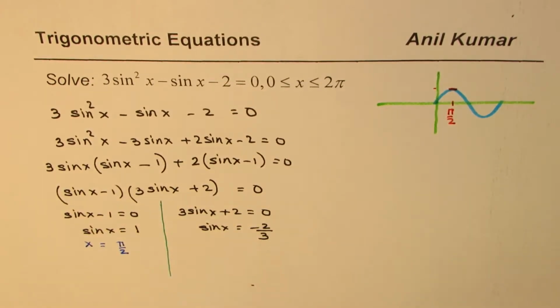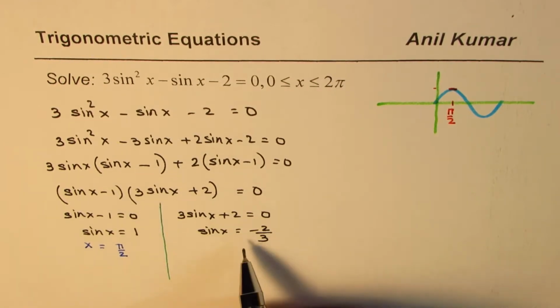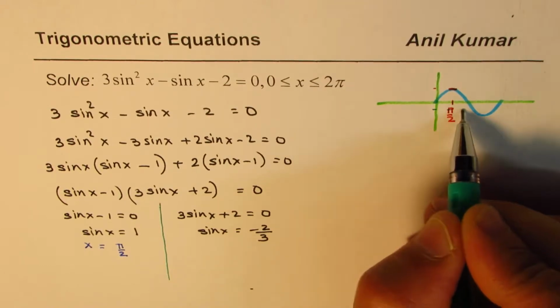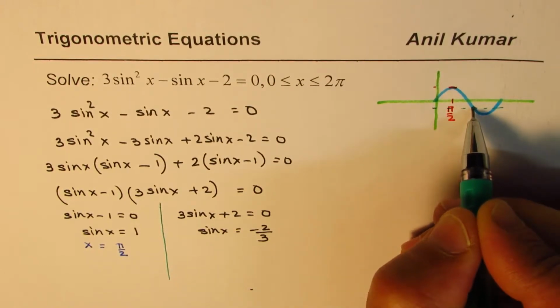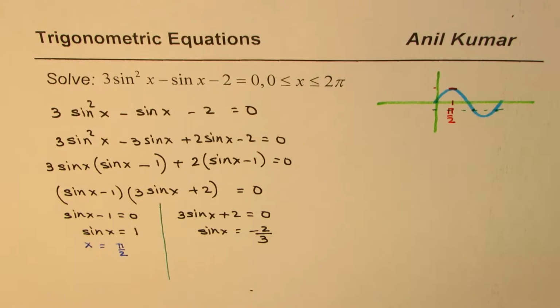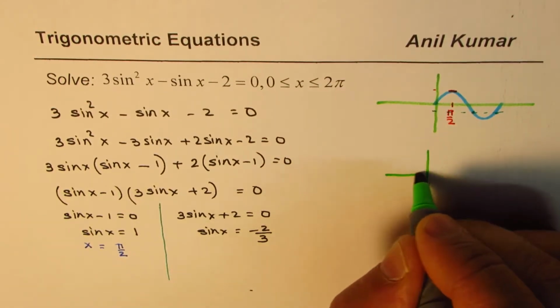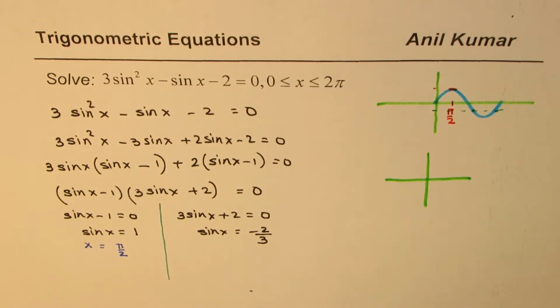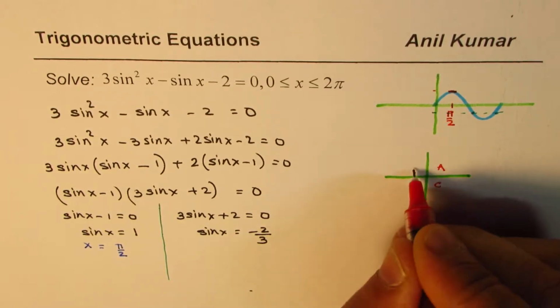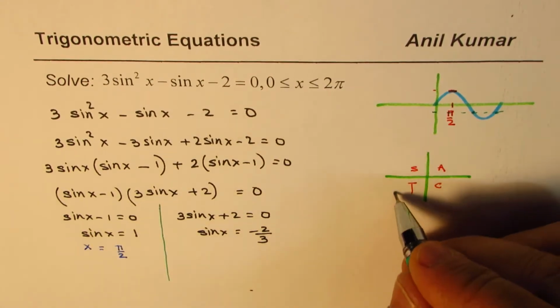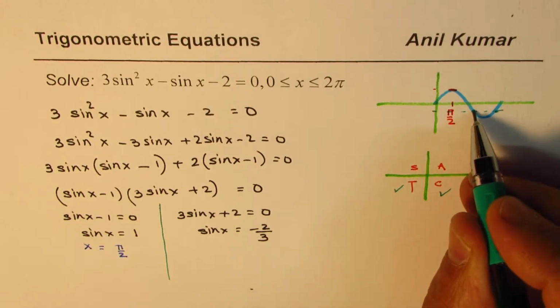Now let's look into sin x equals minus 2 by 3. There are two different positions, right? Which you could get from here, or also from the CAST rule, right? So also from here, when is sine negative? Sine is negative in quadrant 3 and 4, right? Which you can see from here.